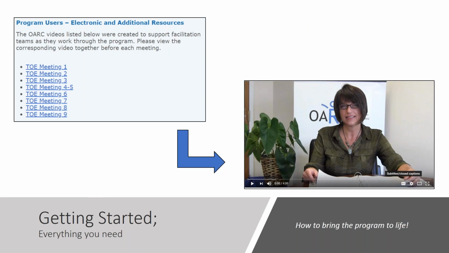So what this screen is showing you now is what you'll see when you log on to a computer and you click on either meeting 1, 2, 3, all the way up to meeting number 9. You'll see a very short video, 1 or 2 minutes long, with myself. For those of you who are wondering what I look like, there I am. So each time you gather together, you'll view this short video.